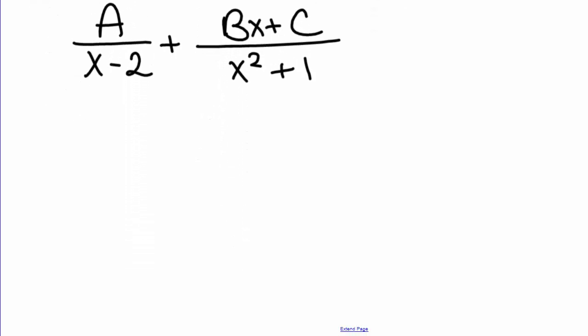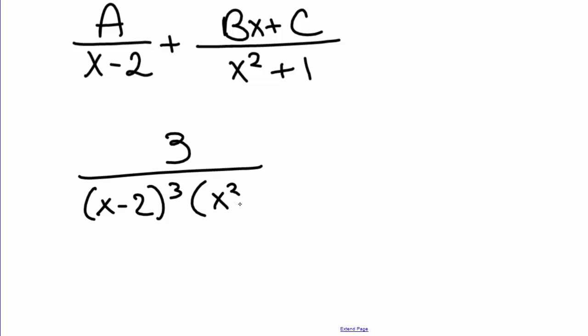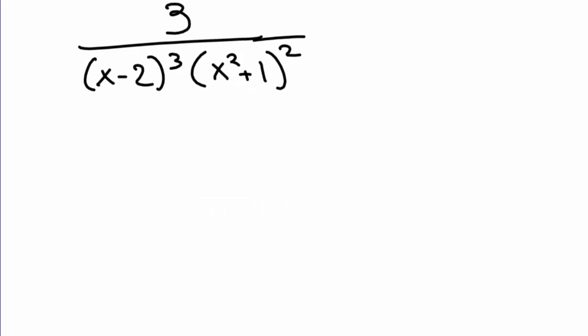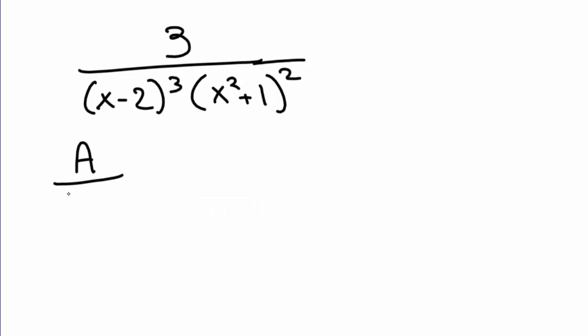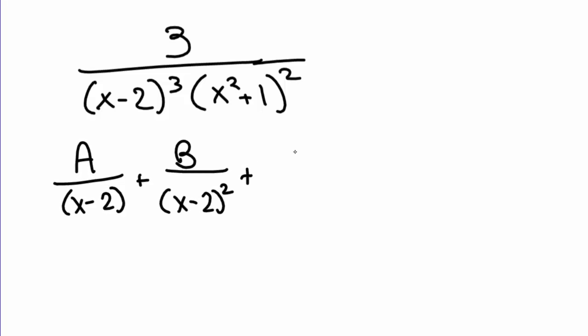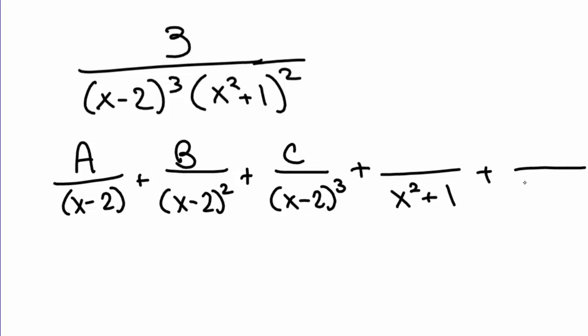So another example, if we looked at something like 3 over x minus 2 cubed times x squared plus 1 squared, this is repeated irreducible quadratics. We know what to do with the x minus 2 cubed. We get a over x minus 2 plus b over x minus 2 squared plus c over x minus 2 cubed plus, now with the irreducible quadratics, we're still going to repeat that so that we have one for each power. But now on top, we have to put linear expressions, so dx plus e and fx plus g.